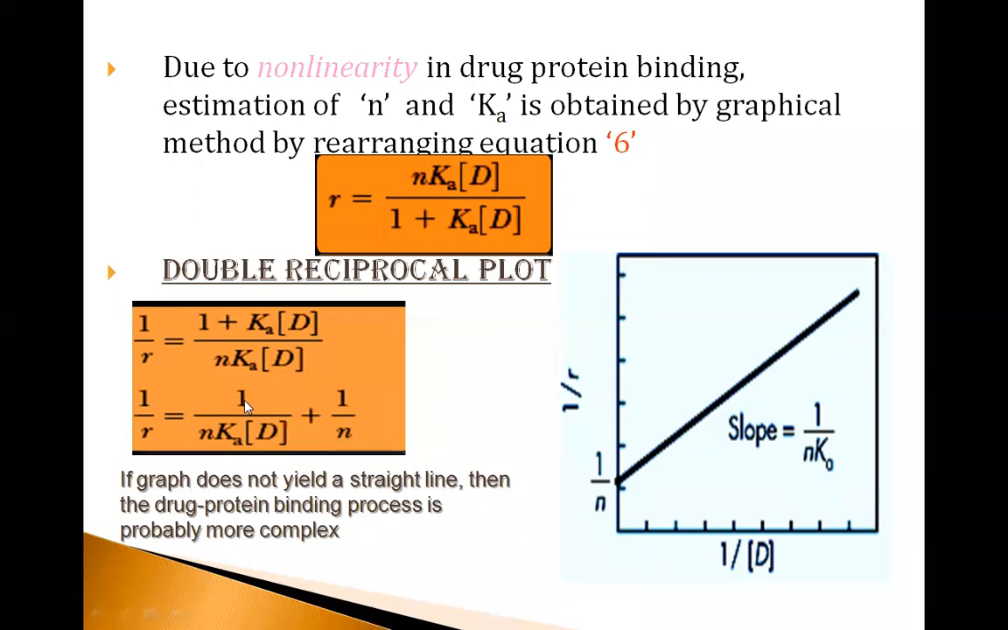So when I plot the graph, I plot this 1 by d on the x-axis and 1 by r on the y-axis. And 1 by r is nothing but the reciprocal of the r value, whatever you would have determined. And 1 by d is nothing but the reciprocal of the d value, which you would have determined experimentally. When I have these two values in my hand, it's very easy for me because I have the different R values for the different concentrations of the drug. So after drawing a straight line, I get an intercept value 1 by n, where I get the value of n easily.